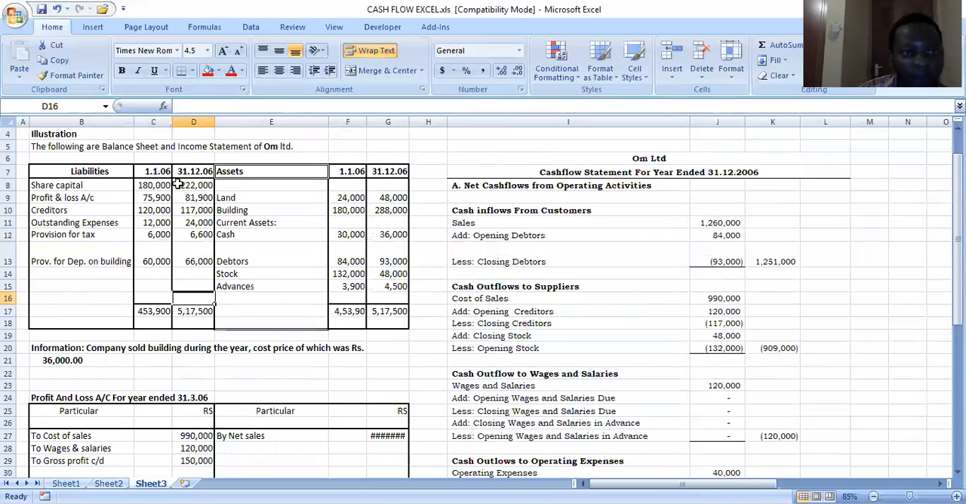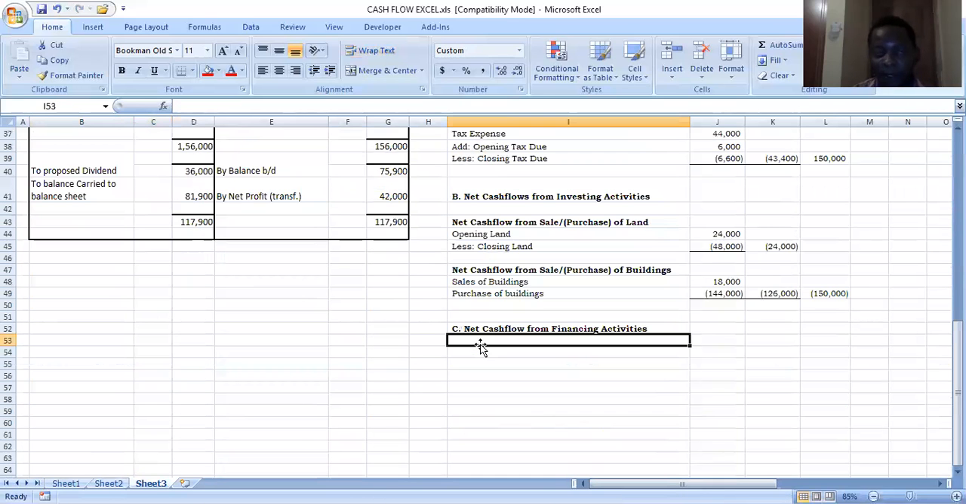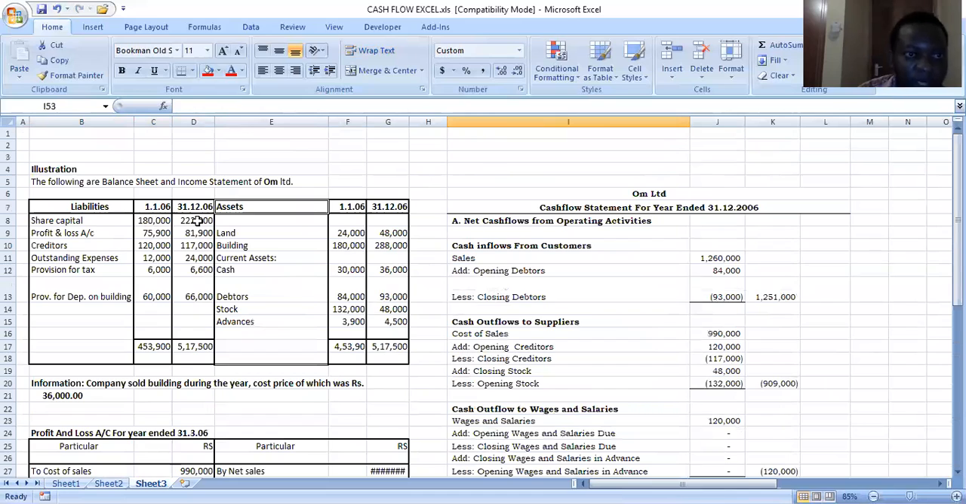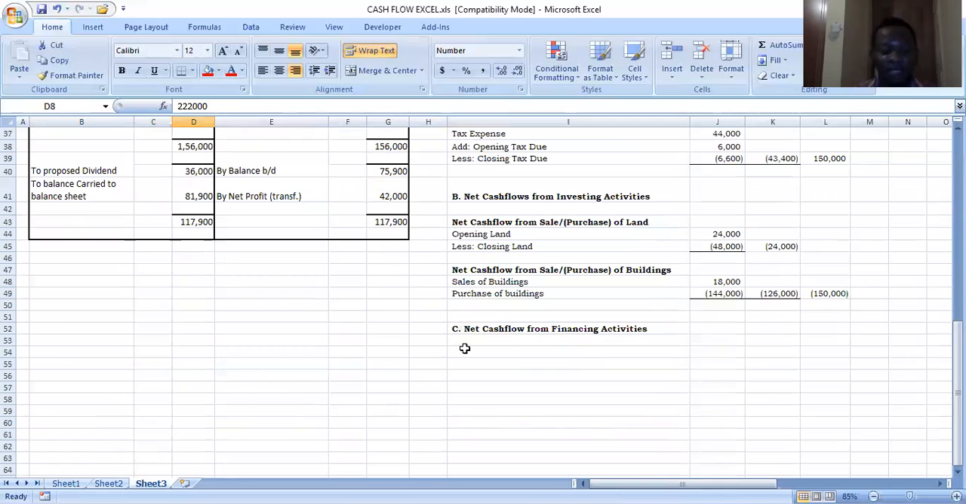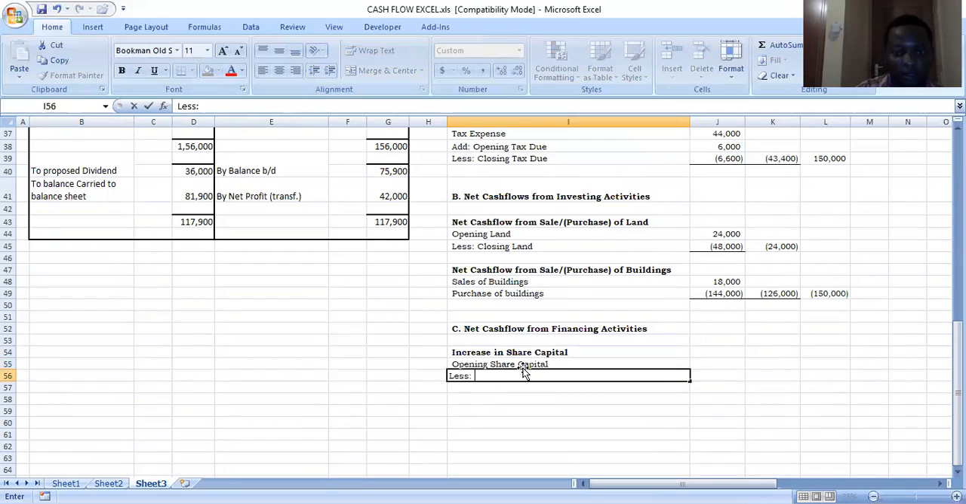is the increase in share capital. The share capital has increased from 180 to 222, indicating that more money came into the business during the year to finance the business. So the increase in share capital is a cash inflow. So we can have the increase in share capital. So it is opening, we have opening share capital, and then we less closing.